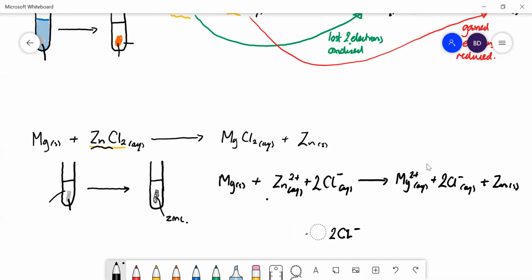Okay, so I am now going to, let's look for the spectator ions. Well, hopefully you can see it's the chloride ions. Nothing happens to them. They stay the same as two chloride ions. So we can rub those out to see what's going on.